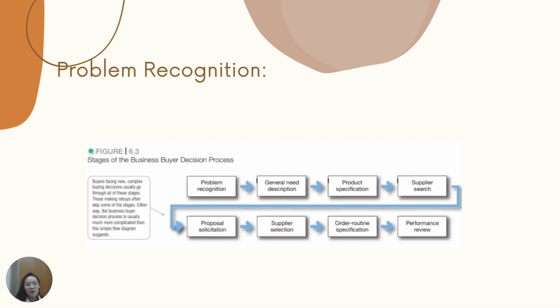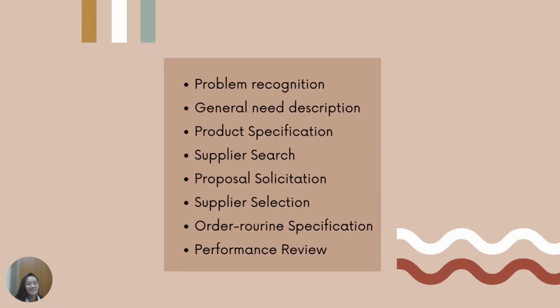Buyers who face a new task buying situation usually go through all these stages of the buying process. The buying process begins with problem recognition, which can result from internal or external stimuli, including advertising. Business marketers often alert customers to potential problems. For complex items, the buyer may need to work with engineers, users, and consultants to develop the general need description. This describes the characteristics and quantity of the needed item.